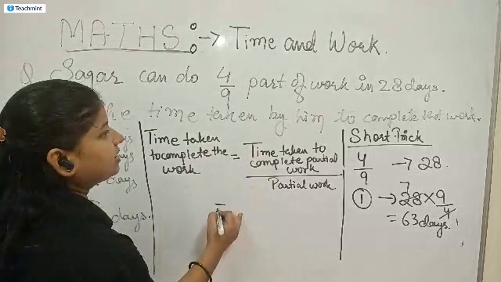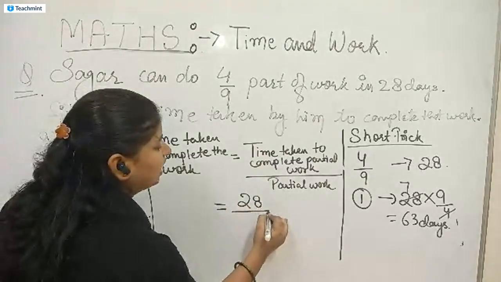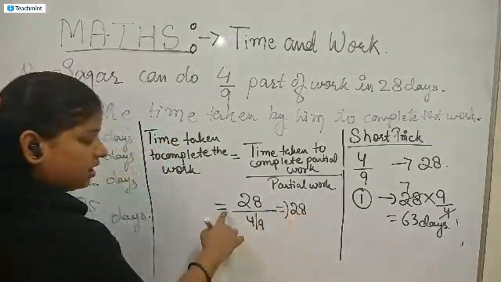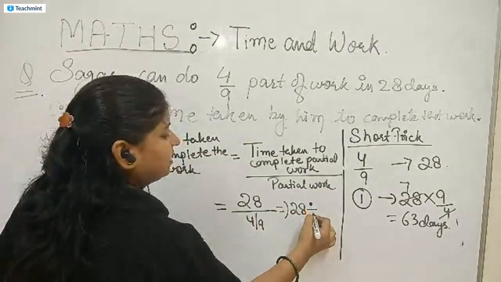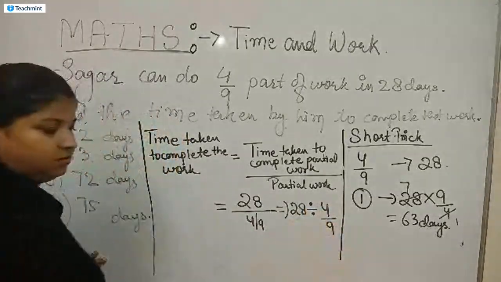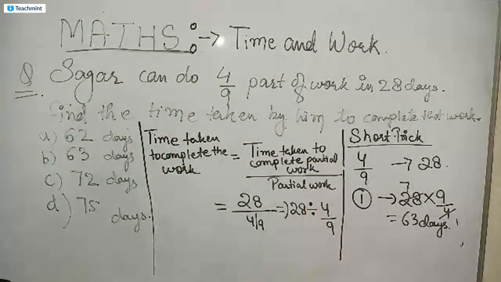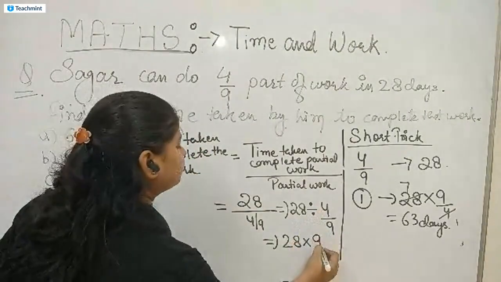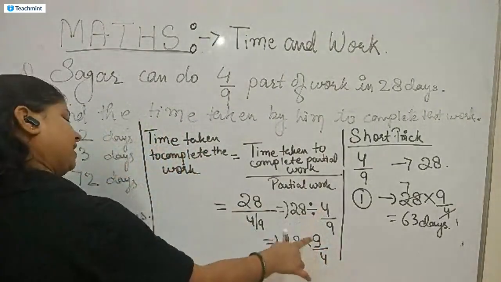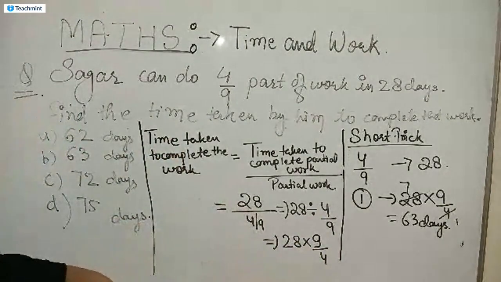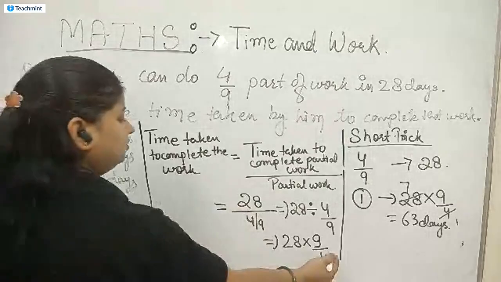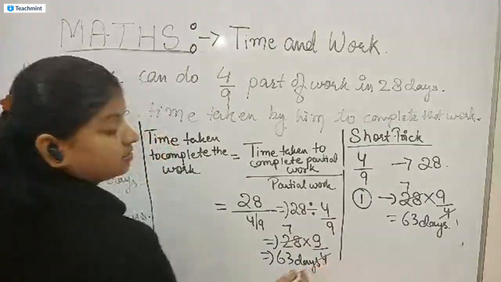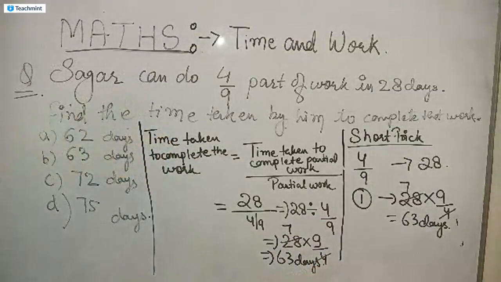So time taken to complete the work is 28 days, and upon, partial work is 4 by 9. So 28 by means divide. 28 divided by 4 by 9. So 28 into 4 by 9 becomes 9 by 4. As soon as you make division into multiplication, 4 by 9 becomes the reciprocal. Now you get your answer, that is 63 days. Easy answer.